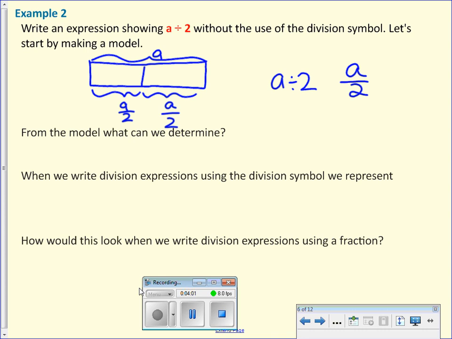So on that line it says when we write division expressions using the division symbol, what are we representing? What vocabulary word is being divided by what? What is my quantity being divided? Your dividend is being divided by 2. Right, you're writing this in your notes. And written as a fraction.